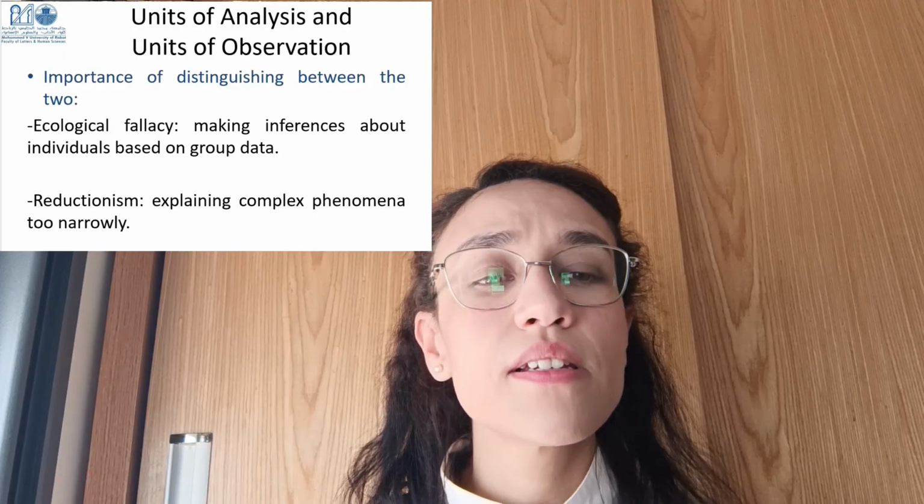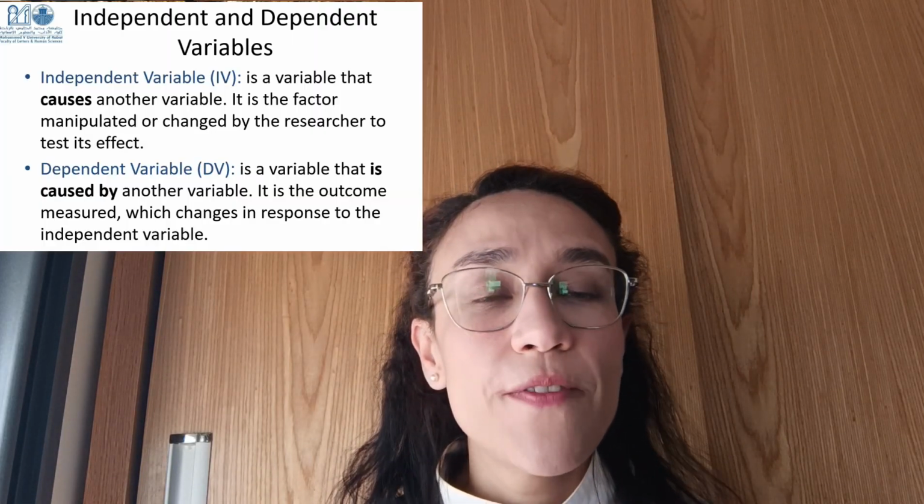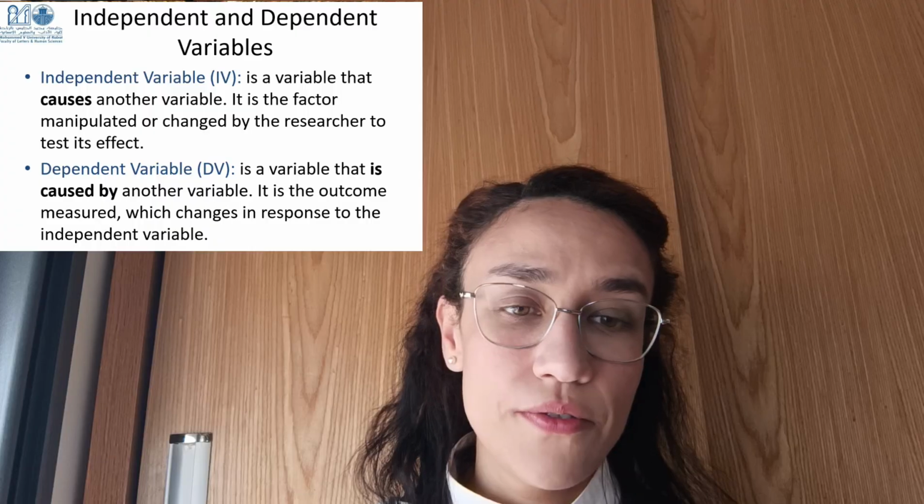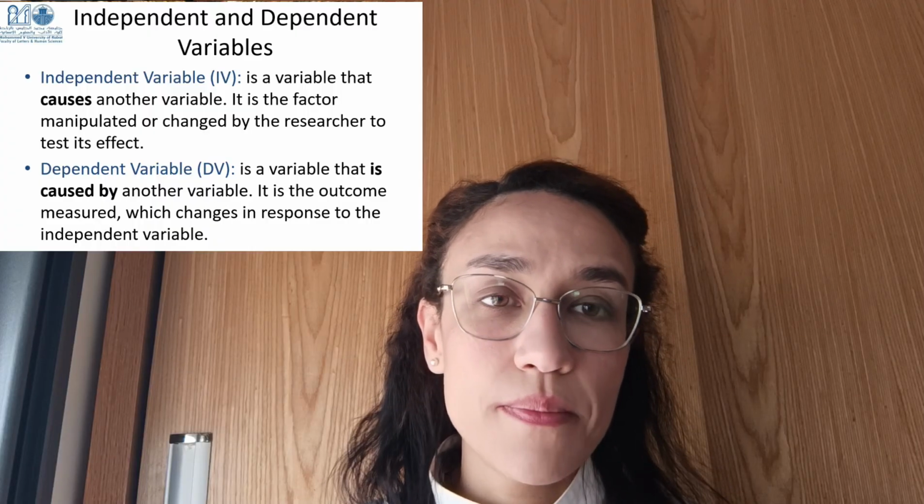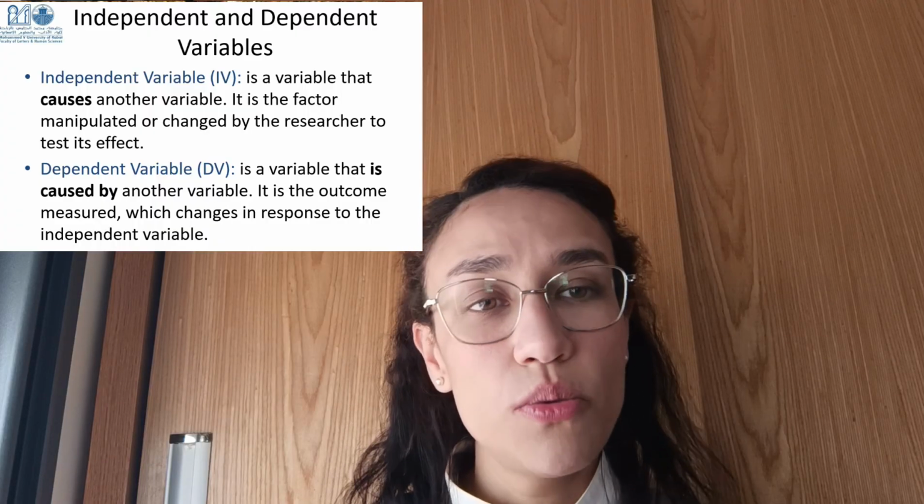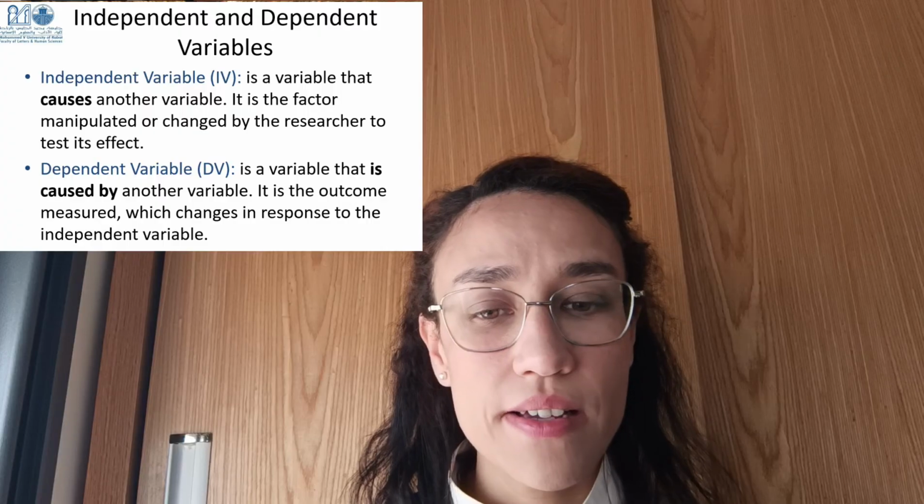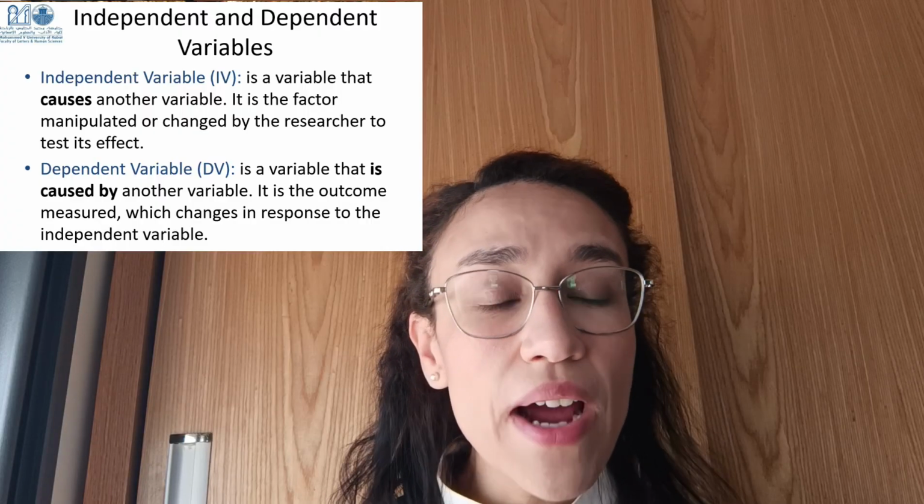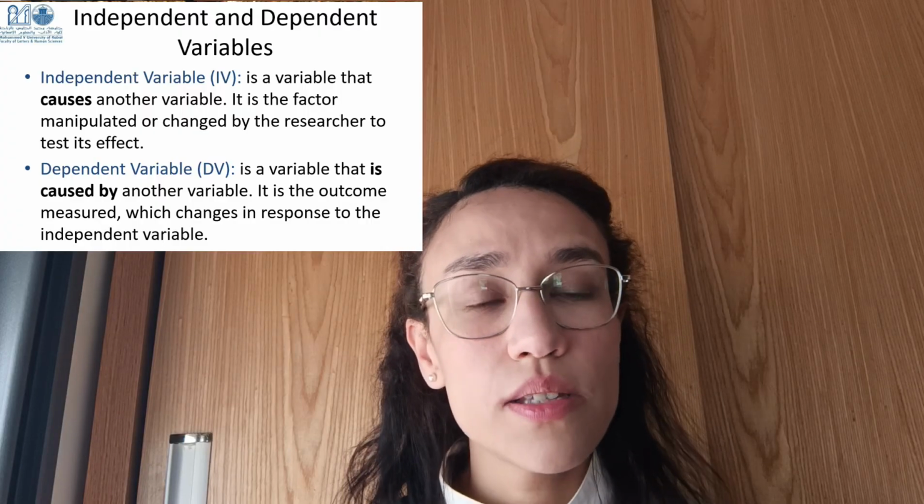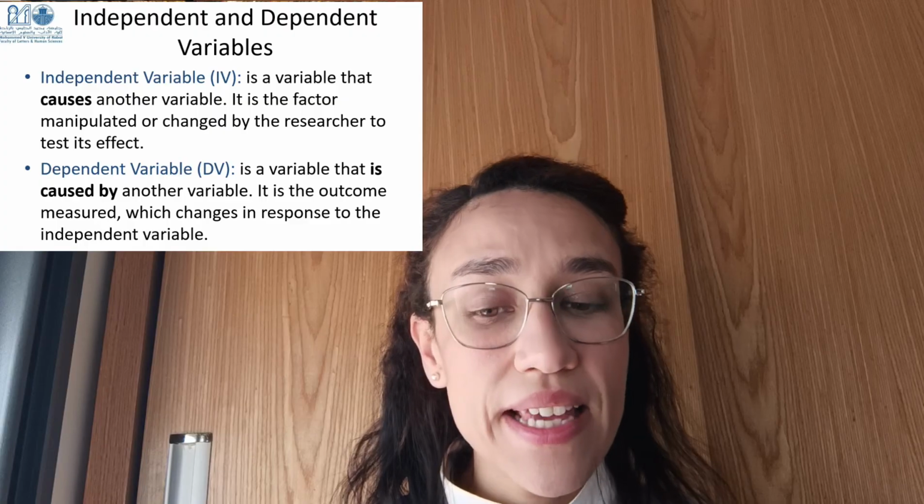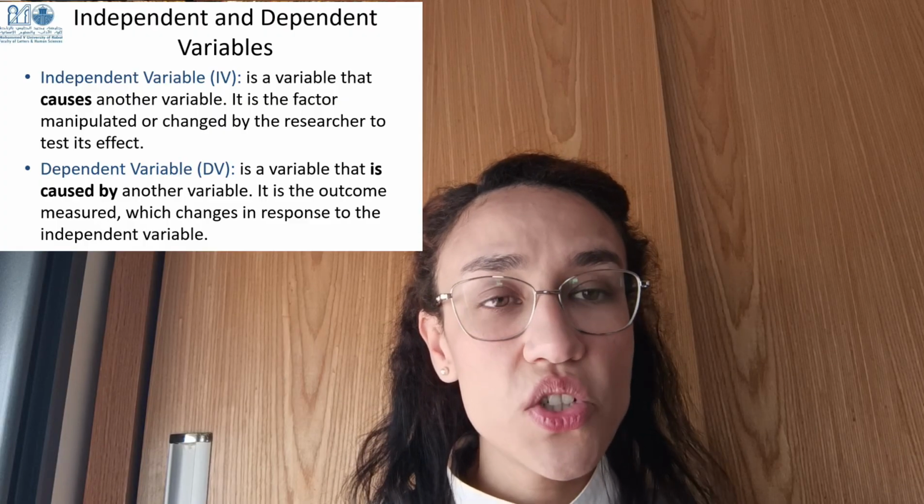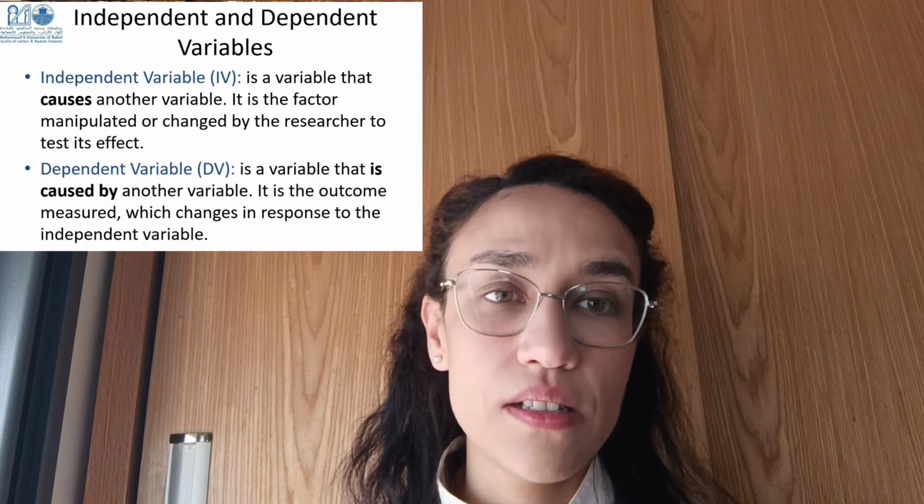This next segment concerns independent and dependent variables. An independent variable is a variable that causes another variable. It is the factor manipulated or changed by the researcher to test the effects. While a dependent variable is a variable that is caused by another variable. It is the outcome measured which changes in response to the independent variable.